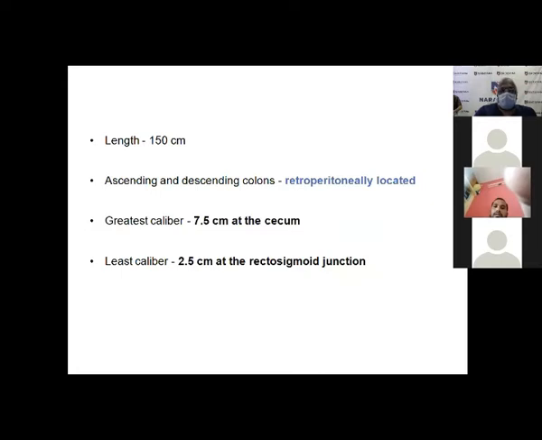The length is about 150 centimeters. The ascending and descending colon are retroperitoneal in placement, as I said. The greatest caliber is 7.5 centimeters, the lowest is 2.5 at the rectosigmoid, and the rest of the area is anywhere between 3 and 5.